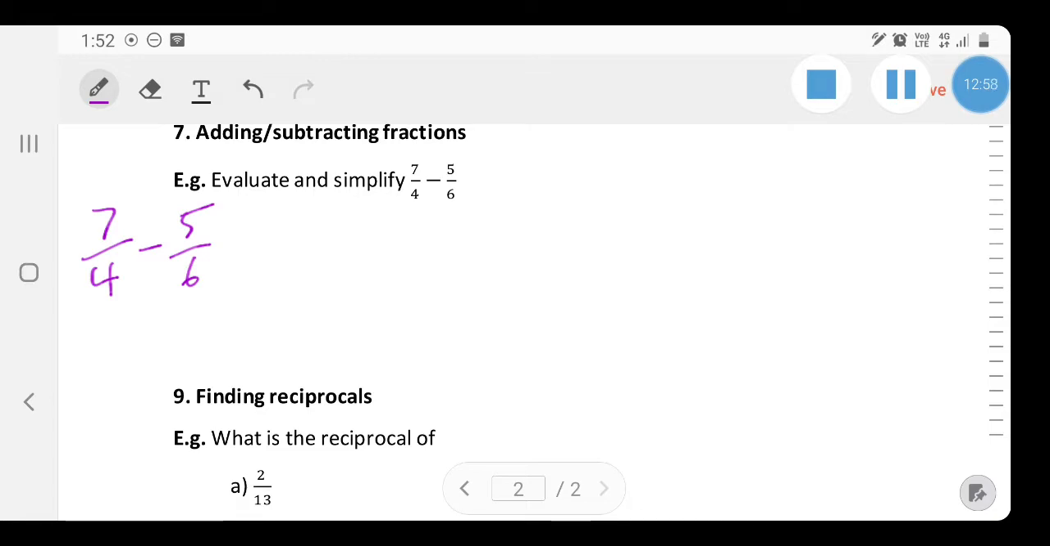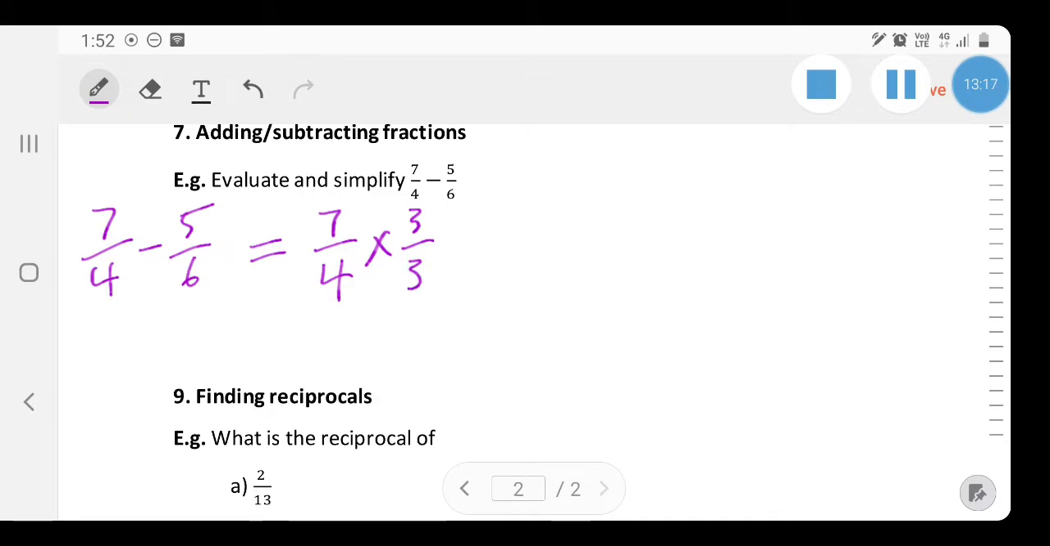So now you have to ask the question, how do I turn the first denominator into a 12? How do I turn 4 into a 12? Well, I multiply it by 3. So here's what I do. I take the fraction 7 over 4 and I multiply it by 3 over 3.